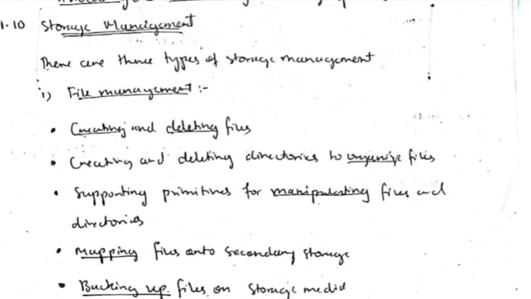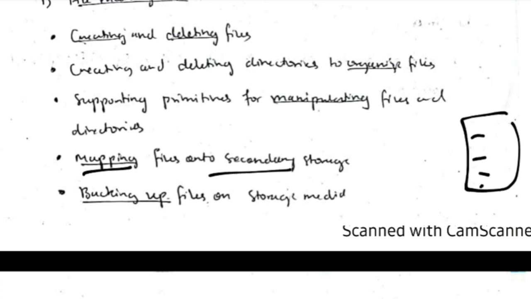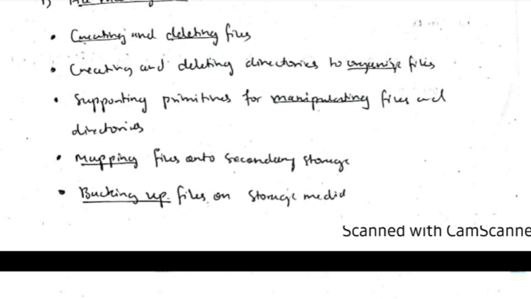Coming to storage management, there are three types. First one is file management. So the operating system should be able to create, delete, organize, and manipulate the files. Also, it should be able to map the files onto the secondary storage. So you know that the secondary storage is a large storage, and to get a file from it is a larger process. So what we use is the cache. What will cache do? It will store the recently accessed files, and they will be sent to the processor. So this management is carried out by the operating system.